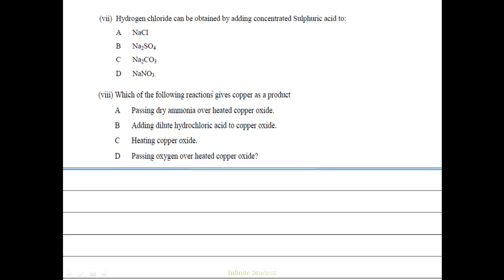The seventh example. Hydrogen chloride can be obtained by adding concentrated sulfuric acid to A. Sodium chloride, B. Sodium sulfate, C. Sodium carbonate, D. Sodium nitrate. HCl can be obtained by adding concentrated sulfuric acid to any metal chloride, as in the lab prep of HCl. So the correct option would be A.